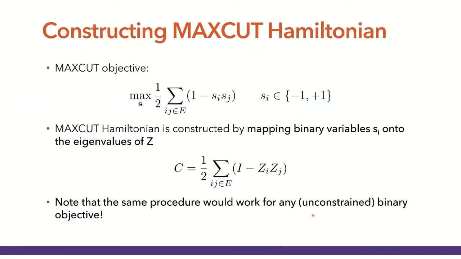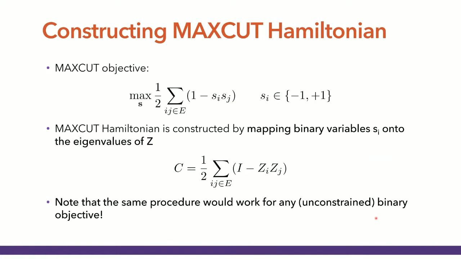So what we've shown is that the Hamiltonian encoding our max-cut objective function can be constructed by simply mapping the binary variables s_i, -1 and +1, onto the eigenvalues of Pauli Z. And note that even though I only walked you through the example of max-cut, the very same procedure will work for any objective that is built from products of binary variables. They need not be, for example, quadratic. So you can have a product of 5 s's, and that would become a product of 5 Pauli Zs.